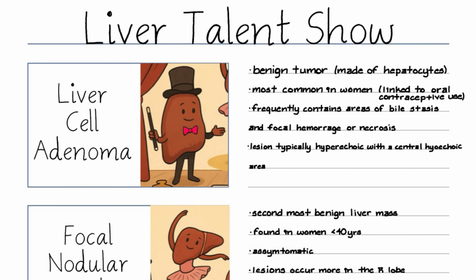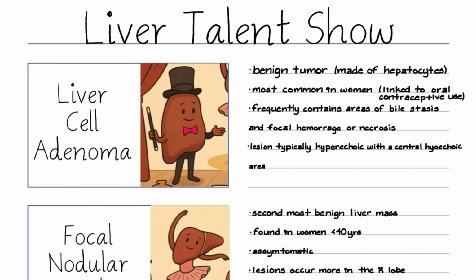And as we all know, magicians typically have stuff hiding behind a curtain. So that reminds me that they frequently contain areas of bile stasis and focal hemorrhage or necrosis. And lesions typically appear hyperechoic with central hypoechoic areas.